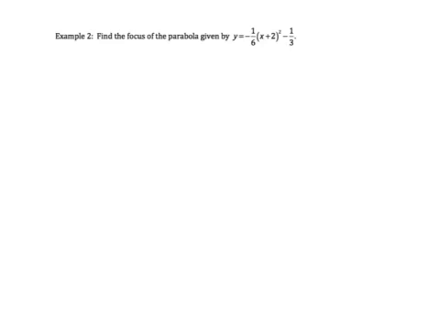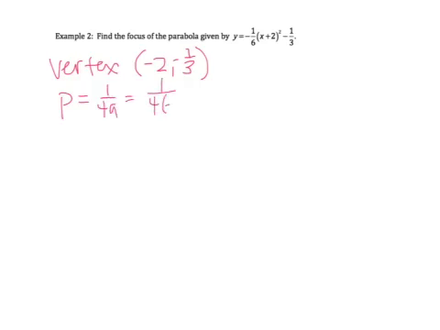Okay, so for example 2, I have to find the focus. The very first thing I'm going to do is find the vertex. The vertex of this parabola is going to be (negative 2, negative 1/3). That's awesome, and then I need to find p. Again, p is 1 over 4a, and a is negative 1/6. So it's going to be 1 over 4 times negative 1/6, which is 1 over negative 4/6, which is going to be negative 3 over 2.